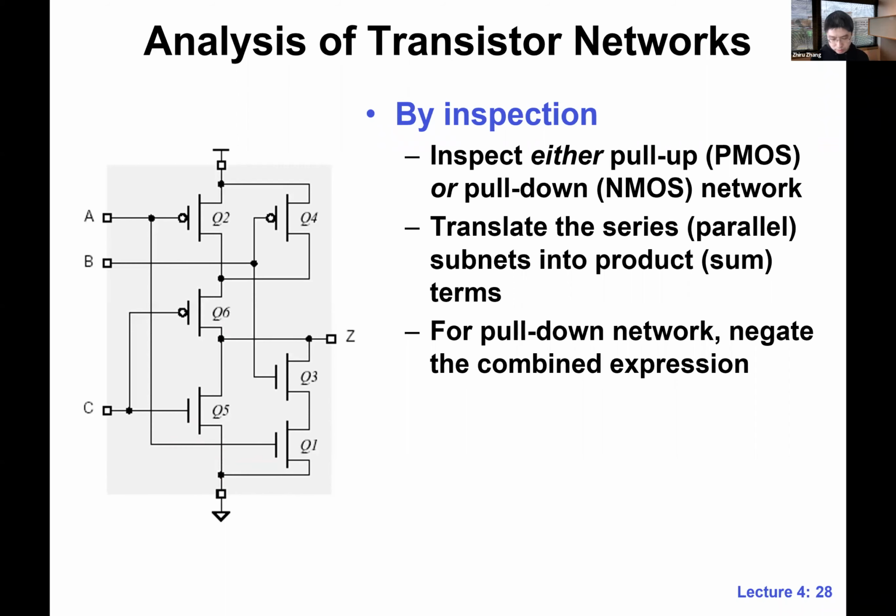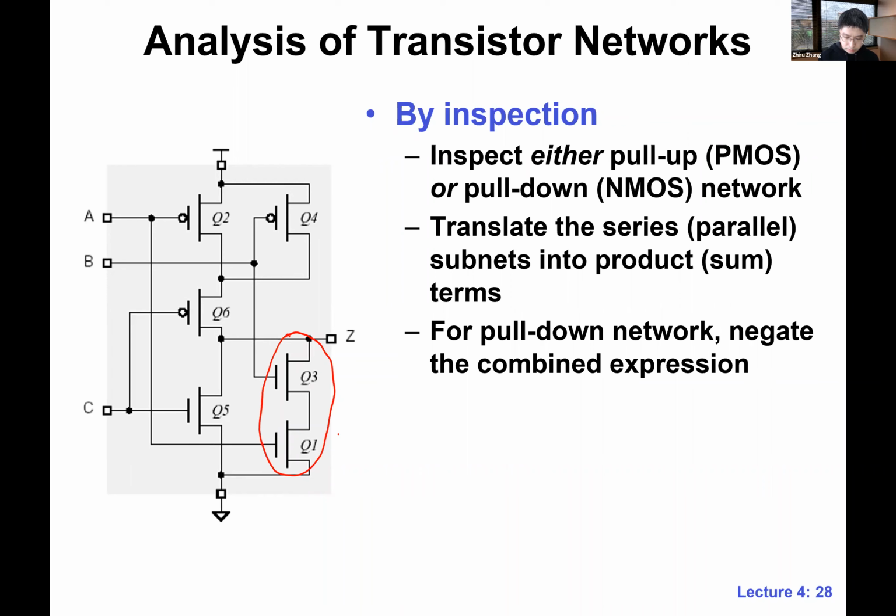So let's look at, again, just decompose it. This is not quite purely series, also not quite purely parallel. So let's look at the series part. This is a series subnet. So what's the corresponding expression for this, for this one to be making a connection?